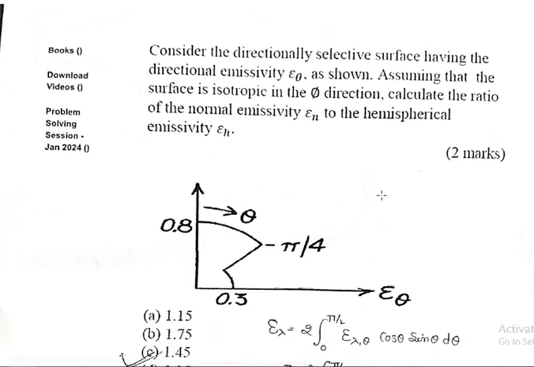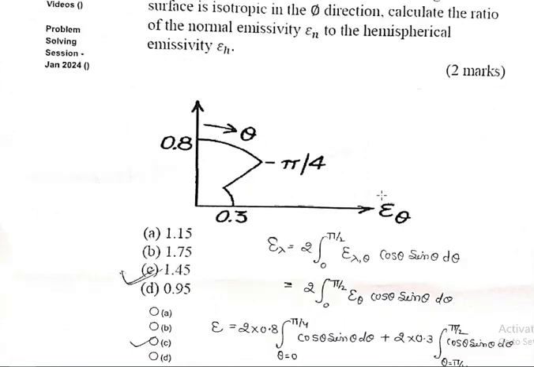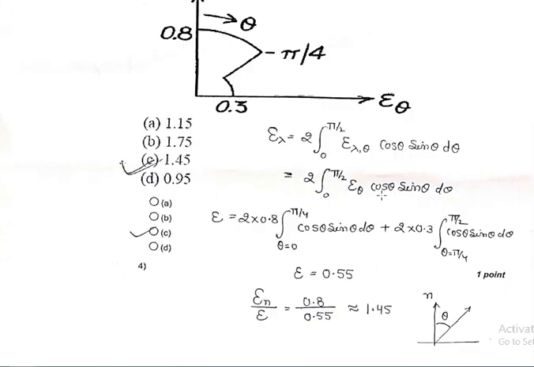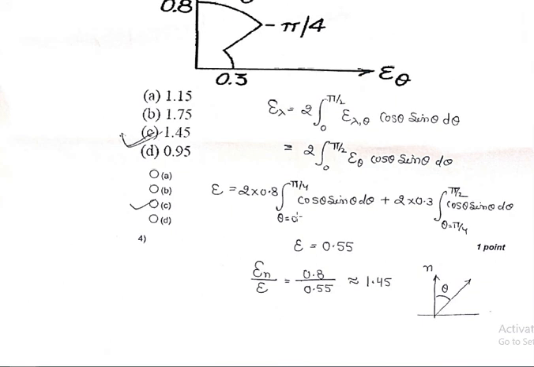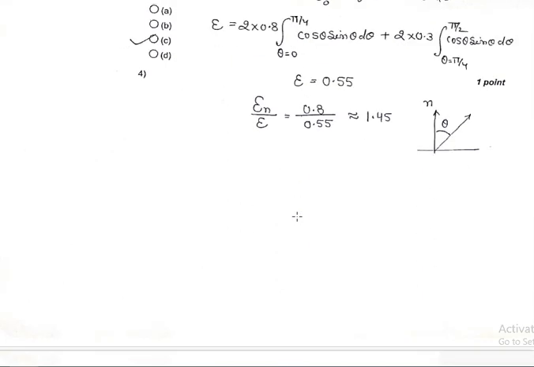Consider a directionally selective surface having the directional emissivity epsilon theta. Assuming that the surface is isotropic in the phi direction, calculate the ratio of the normal emissivity to the hemispherical emissivity. The solution is given here. The formula of emissivity is already given. By this you will get the answer of 1.45. So please see the solution for reference.